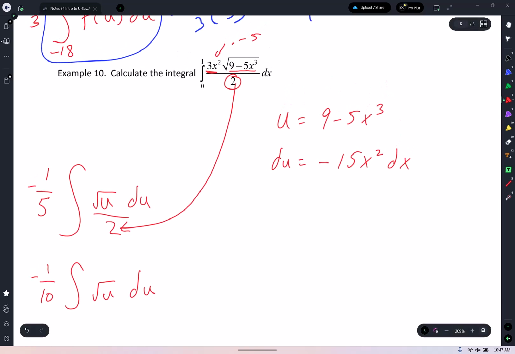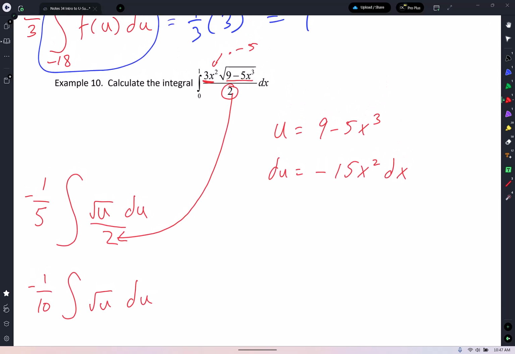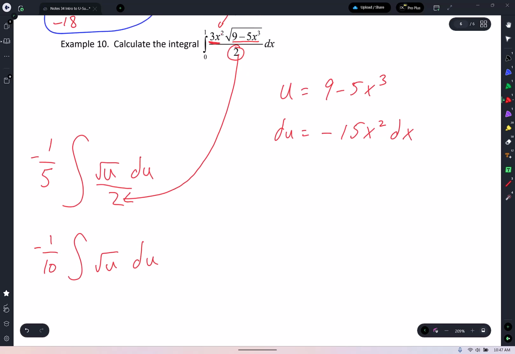What happened? No, u is equal to 9 minus 5x cubed, and du is negative 15x squared. So I have to multiply by negative 5, so I put a negative 1/5 on the outside. And then that 2 comes out, negative 1/10. I guess I could have also put it on the out. All right, here we go, guys.